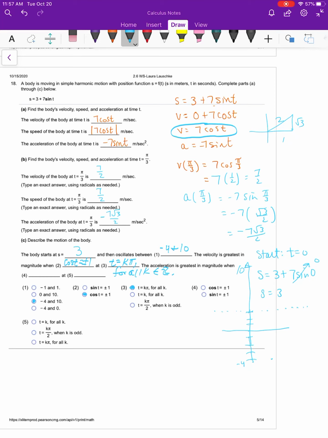The acceleration is greatest in magnitude when, well, here's our acceleration function. And our acceleration function is -7 sine t. So it's going to be greatest when the sine of t is plus or minus 1. And that is going to be at, we said that that was k pi over 2 when k is odd.